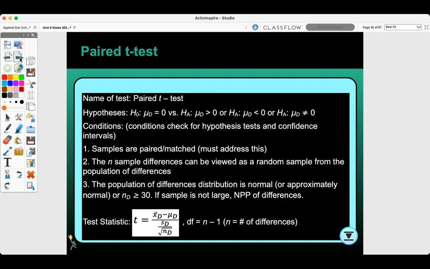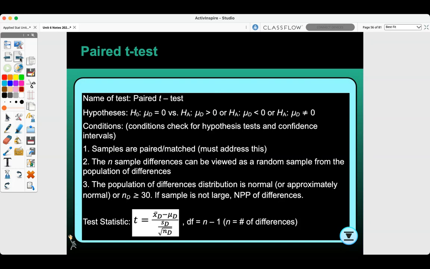Our conditions should be checked for hypothesis test and confidence intervals. The samples must be paired or matched, and you must address this. The n sample differences can be viewed as a random sample from the population of differences, and the population of differences distribution is normal or approximately normal, or large enough, meaning greater than or equal to 30, or you have an NPP of differences that is fairly straight. So it's plausible that the data come from a normal distribution.